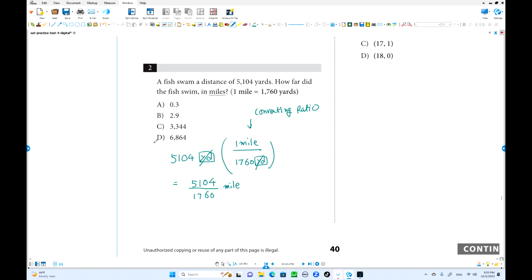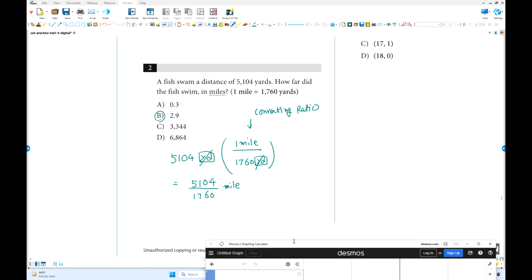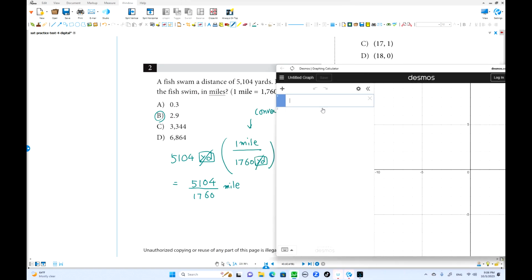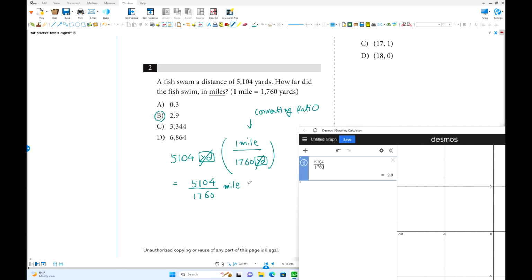So use your calculator. We already know it'll be around B, which is around 3. This is already close to number 3, so B is the answer. Or you can use a calculator to make sure: 5104 divided by 1760 is 2.9. That is exactly 2.9, yeah, that's the answer.